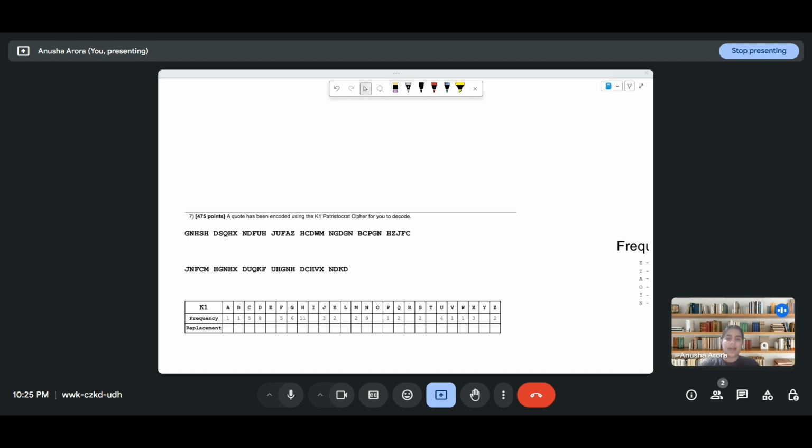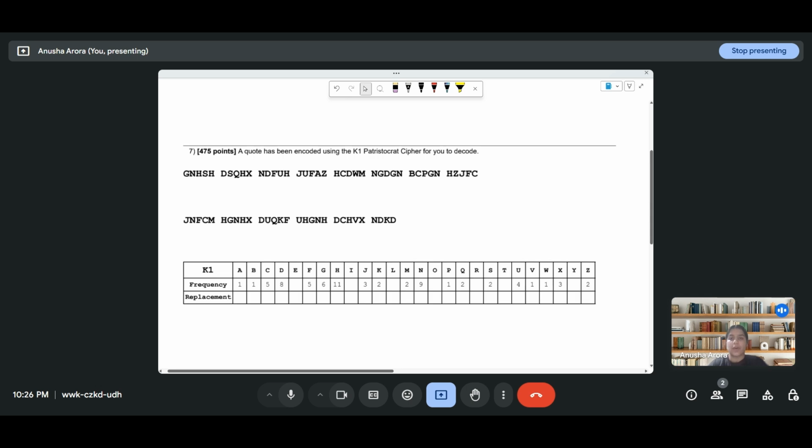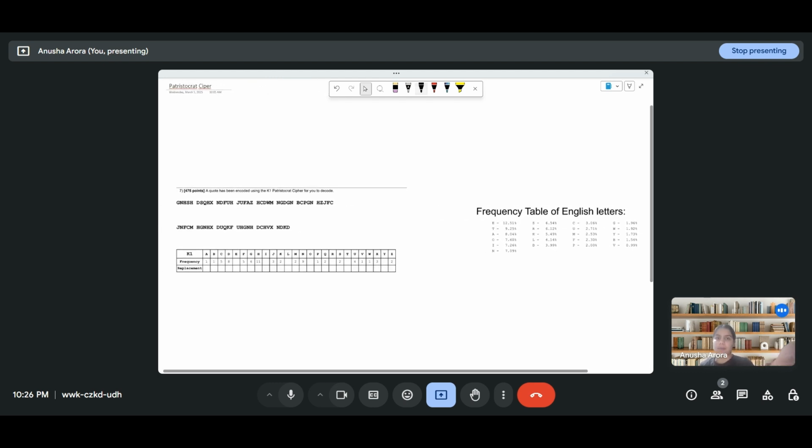So the Patristocrat cipher is basically a substitution cipher, and it's just like your standard Aristocrat cipher, but it has no spaces and no punctuation. So really the most difficult part of the cipher is figuring out where each of the words ends and where each of the words starts. So the best way to work on this cipher is probably going to be figuring out where the most common words or phrases are, which is why I also have the frequency table right over here.